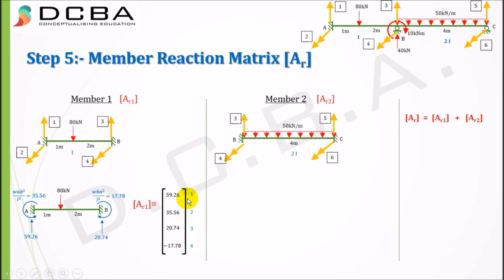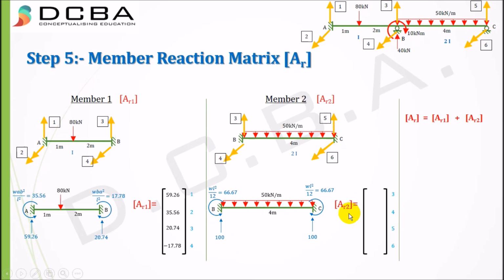Now we'll come to the AR2 matrix, again doing the same thing, that is we need to find the two moments and two reactions. This has to be much simpler because it is symmetric. The load is acting on the entire complete beam, therefore it is symmetric on both sides. Therefore the moments as well as the forces will have to be equal. The moment is given as WL squared by 12, fixed end moment, which is equal to 66.67 kilonewton meter, and the upward force is given as 50 times 4 by 2, that is 100.